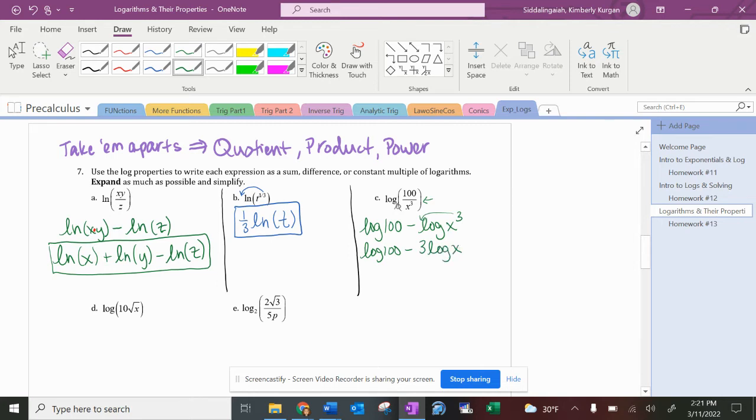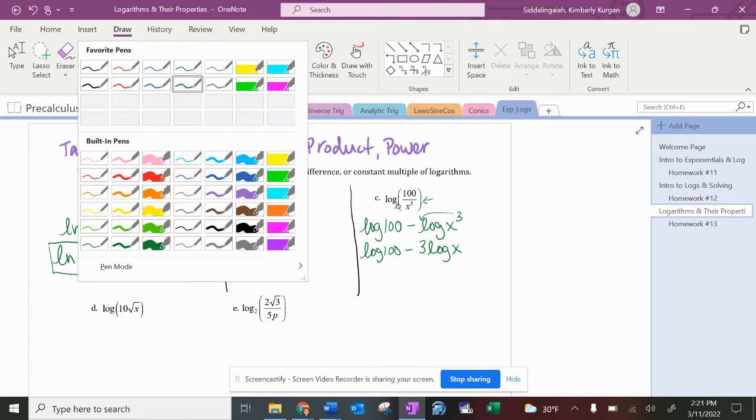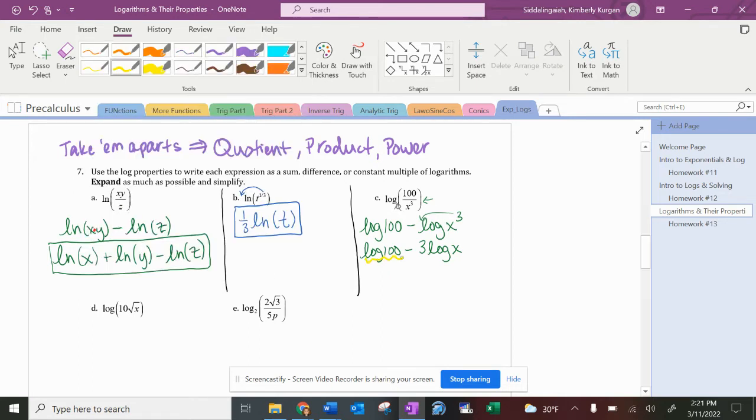So this feels like it should be done, right? We don't have any more division, multiplication, no more exponents. But it's not quite done. Here's why. That log of 100 can be simplified further. That log of 100 is saying 10 to what power gives me 100? Well, that's just a 2. So now we have 2 minus 3 times log of x.